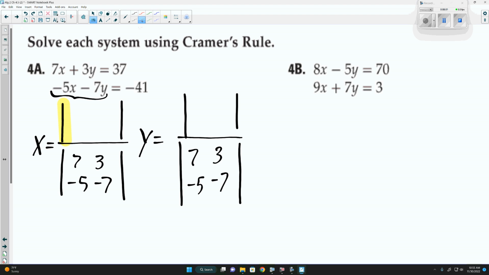Now for the numerator, since we're solving for x, we're replacing the x values with what the functions are equal to. So for the top number, we would have 37. For the bottom one, we would have -41. The y values would stay the same, 3 and -7. When we're solving for y, the x values are going to be the same, but the y values are going to be what it's equal to. So 37, -41.